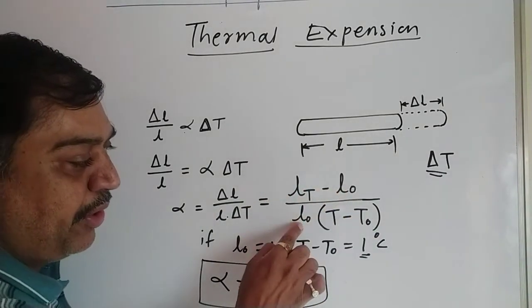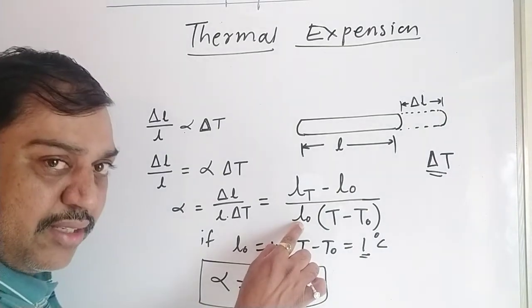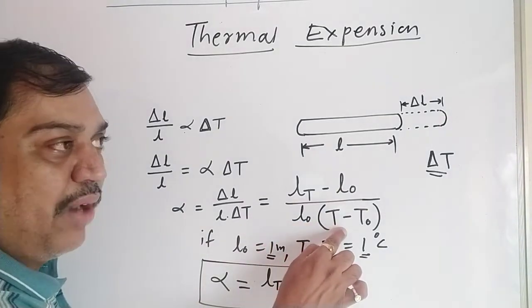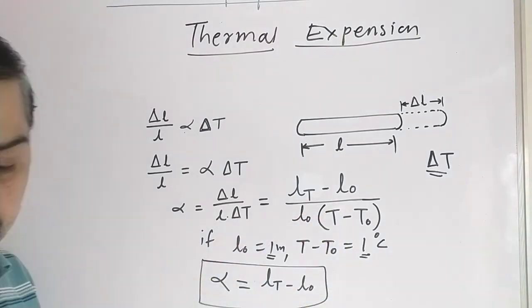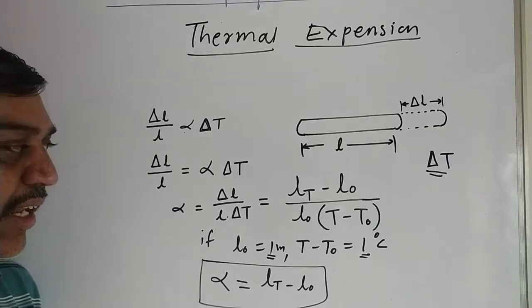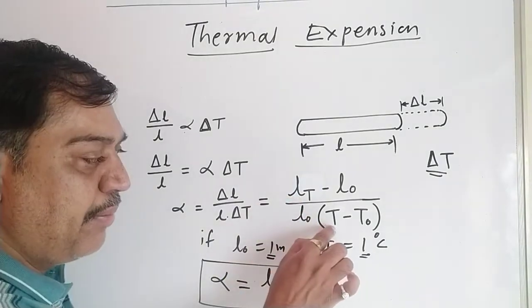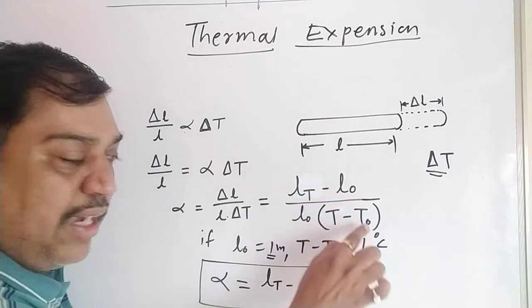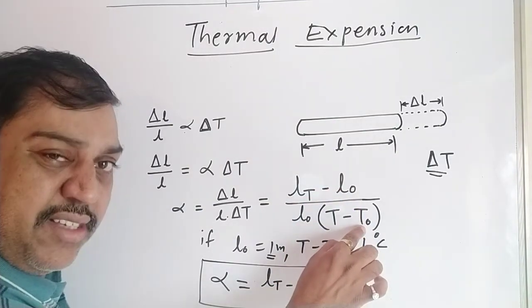Increase in length per unit original length at 0 degrees Celsius per 1 degree Celsius rise of temperature of the body is said to be the coefficient of linear expansion. Now if we see here, we assume LT is the length at temperature T, and L0 is the length at temperature 0 degrees Celsius.